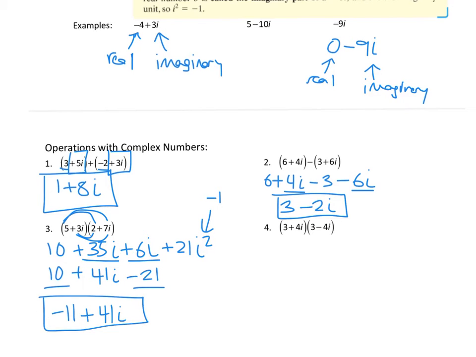And similar in the last one, 3 times 3 is 9. We get minus 12i plus 12i, and then 4i times negative 4i makes negative 16i squared. My positive 12i and negative 12i cancel, and so we end up with 9, and then again i squared is negative 1, so minus 16i squared becomes positive 16, and 9 plus 16 is 25.